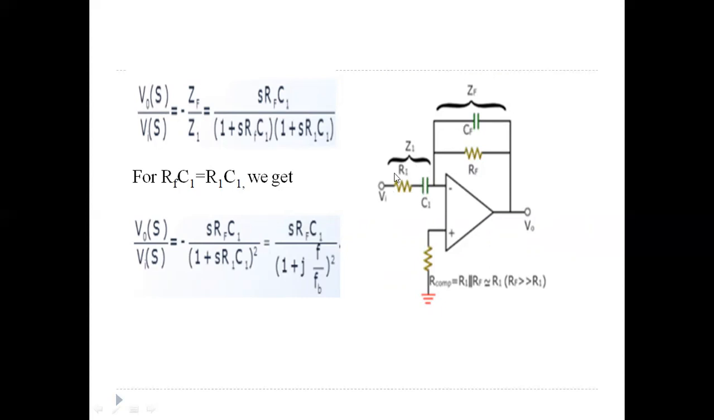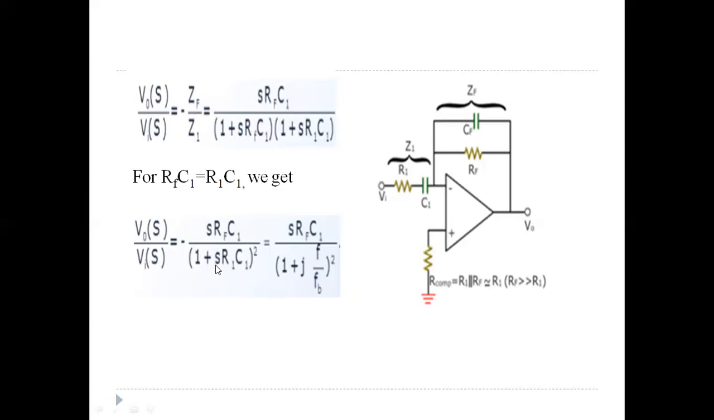So if you substitute these two values in this equation, then we can get the equation as minus S RF C1 by (1 plus S RF Cf) into (1 plus S R1 C1). So if you take RF Cf equal to R1 C1, then we can get V naught of S by Vin of S is equal to minus S RF C1 by (1 plus S R1 C1) whole square. So that implies S RF C1 by (1 plus j into f by fp) whole square, where fp is equal to 1 by 2 pi R1 C1.